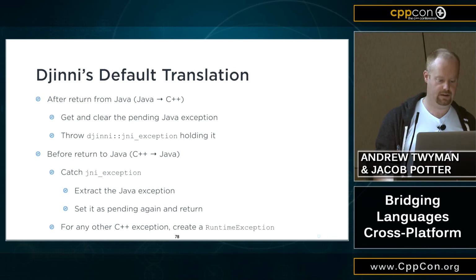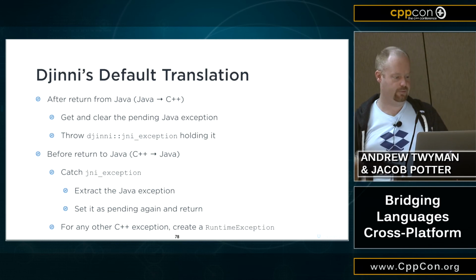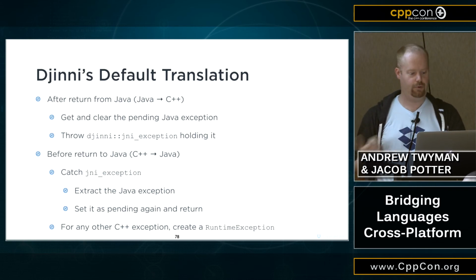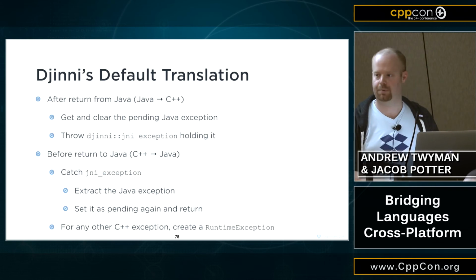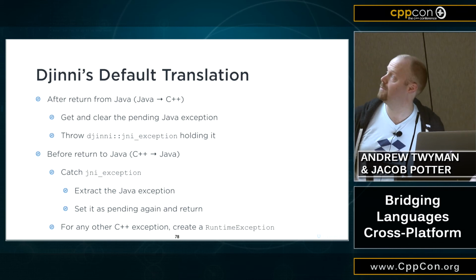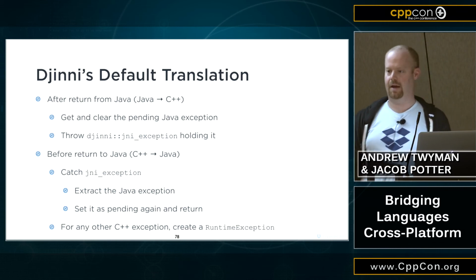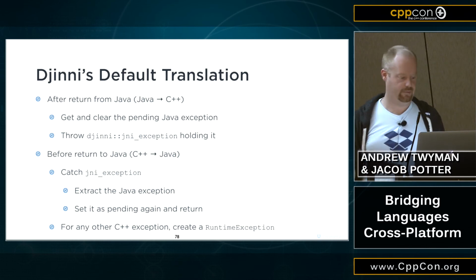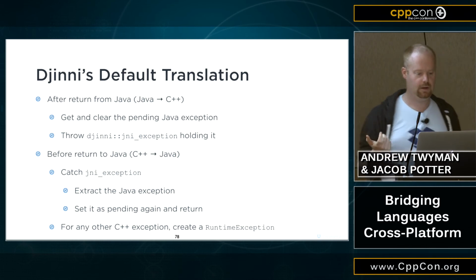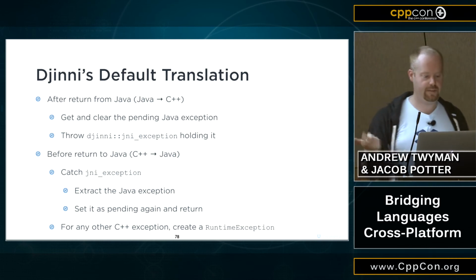And the way it does that is when you're returning from Java to C++, it'll check the pending Java exception. If it finds one, it actually throws a JNI exception type, which is a custom type of exception that holds the Java exception inside it, keeps it by a handle, a global ref in the JNI parlance. It'll throw that.